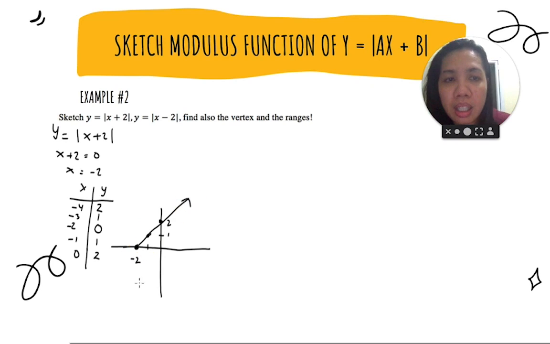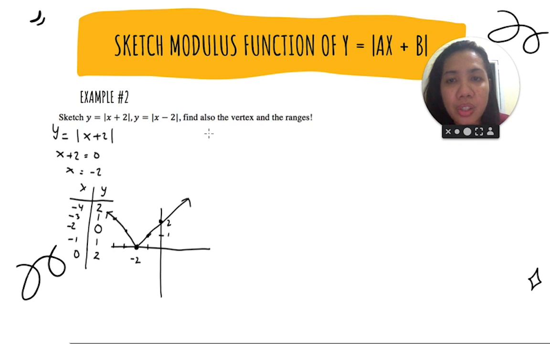Now on the left side of minus 2, we have minus 3, 1, and minus 4, 2. Now we can draw a line like this and put the arrow. This is the graph of y equals the absolute value of x plus 2. Let's move to the next one.